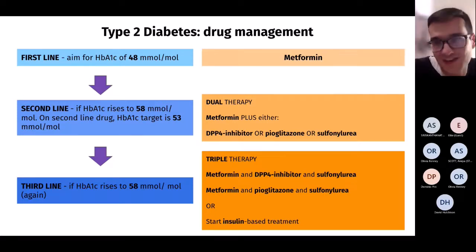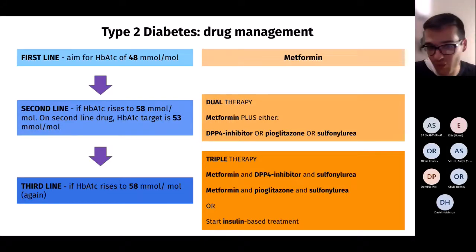Basically the second line therapy is we have metformin and add another diabetes drug. This can be one of the ones that we've just spoken about, DPP-4 inhibitor or pioglitazone or sulfonylurea, and that's up to clinical judgment. If the HbA1c rises to 58 again, we basically just add another drug in. We have triple therapy. We keep the metformin and just have 2 other diabetes drugs. So first of all, try and get their HbA1c at 48, add metformin, try to keep it at 48. If it goes all the way up to 58, add another one in. If it goes up to 58 again, add another drug in.